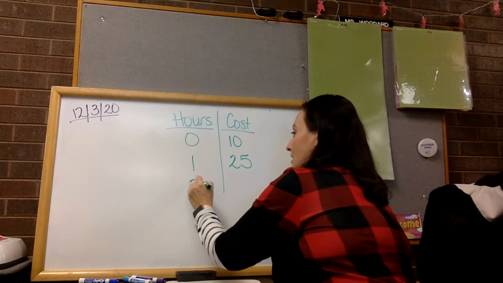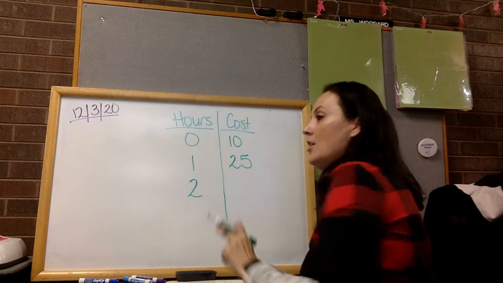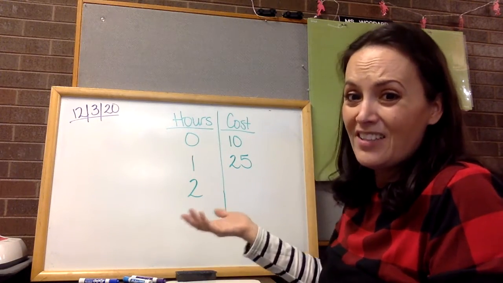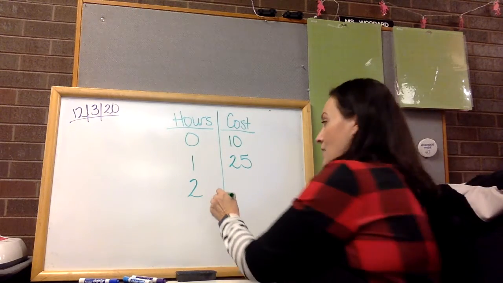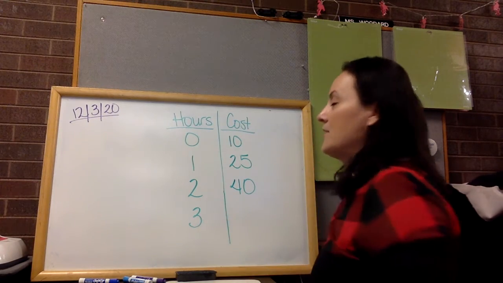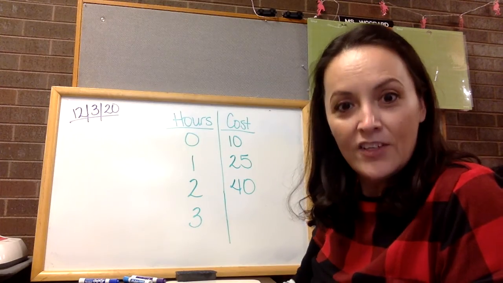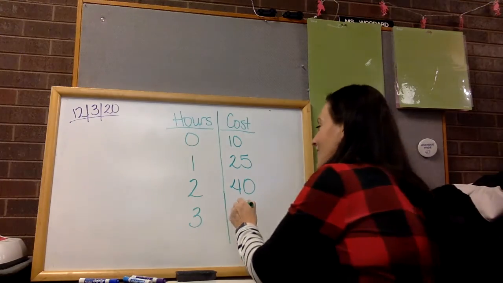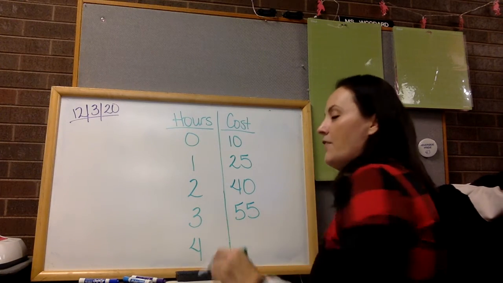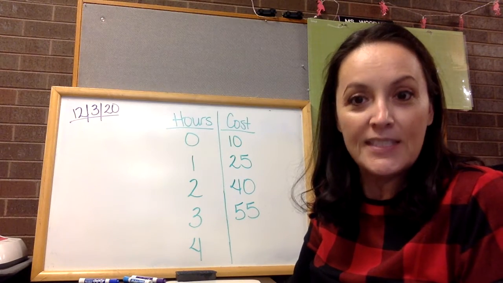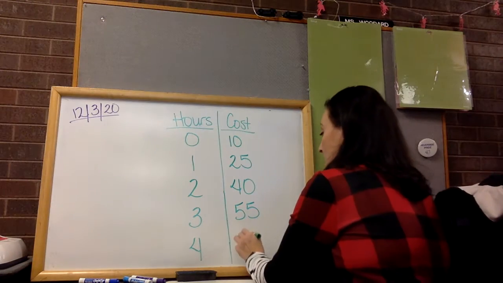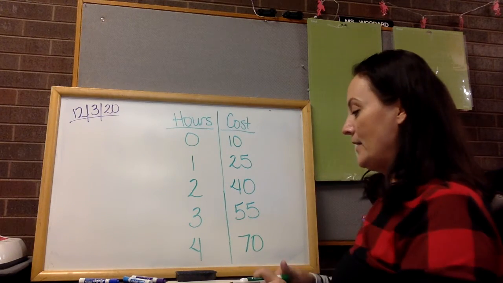Now she's going to do 2 hours. If she does 2 hours, she's $15 an hour. So $15 times 2 is 30, and she still has to charge the $10 to get there. So that's going to be $40. If she does 3 hours, 15 times 3 is 45. And then she had the $10 that she charges just to get there. So she should be $55. And if she does 4 hours, you're thinking 4 times 15, that would be $60. And then she still charges the 10 to just get there, that's going to be $70. Okay, so there are our points.